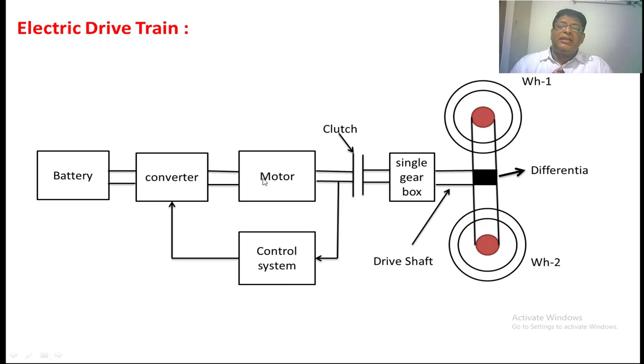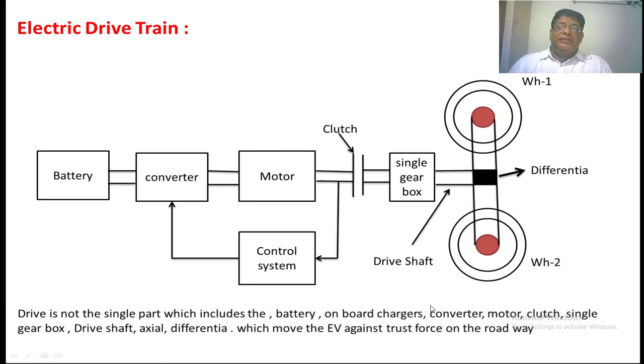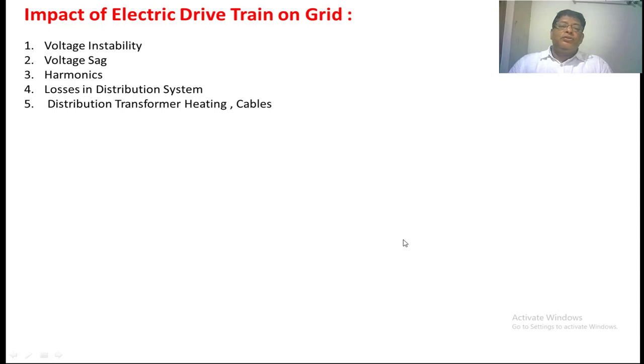But the battery is a non-linear high power device. When it is charging, it is taking a high amount of power. In the same manner, the charging characteristic of the battery is non-linear. So that's why it is going to affect the grid. Now we are going to see what are the different effects on the grid. There are different technical issues when the EVs are charging with a grid. One is voltage instability. Second one is the voltage sag. Third one is the harmonics. Fourth one is the losses in a distribution system. Fifth one is the distribution transformer rating and cable rating.